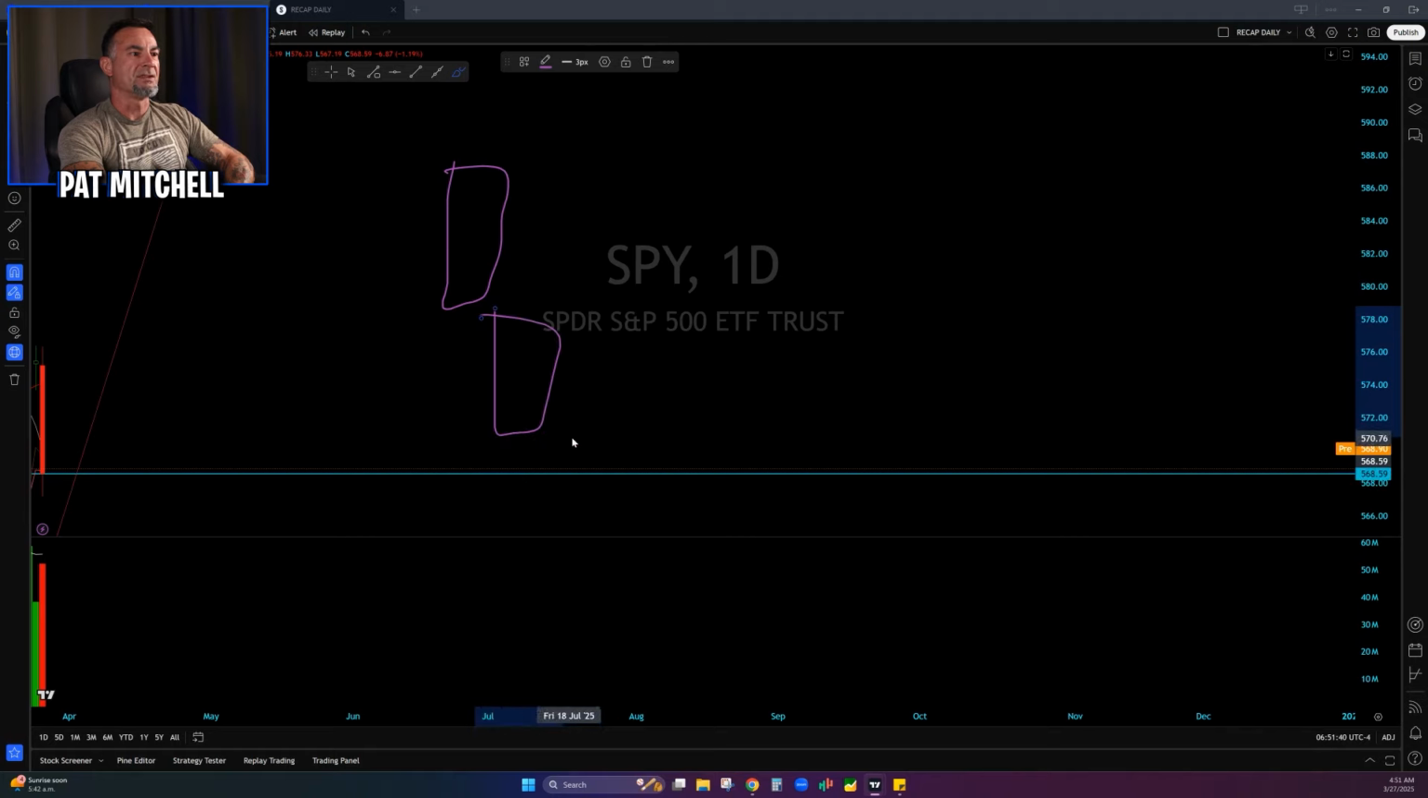So let's say this is your support area. Okay, now this is very basic stuff. So this level here, we're going to use as a support. This is the daily chart. These are one day candles, right? We've sold off. There's a very valid pullback.